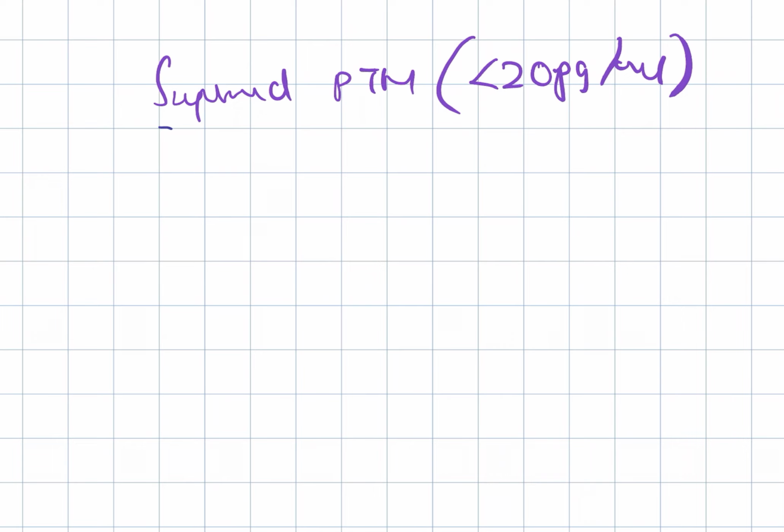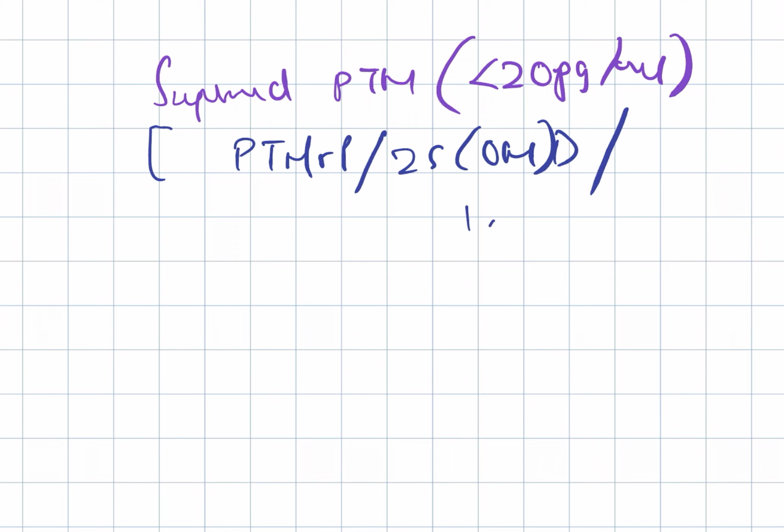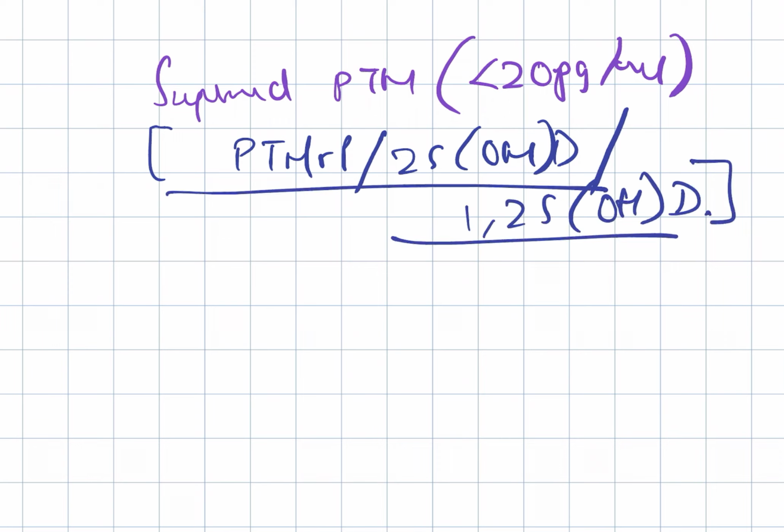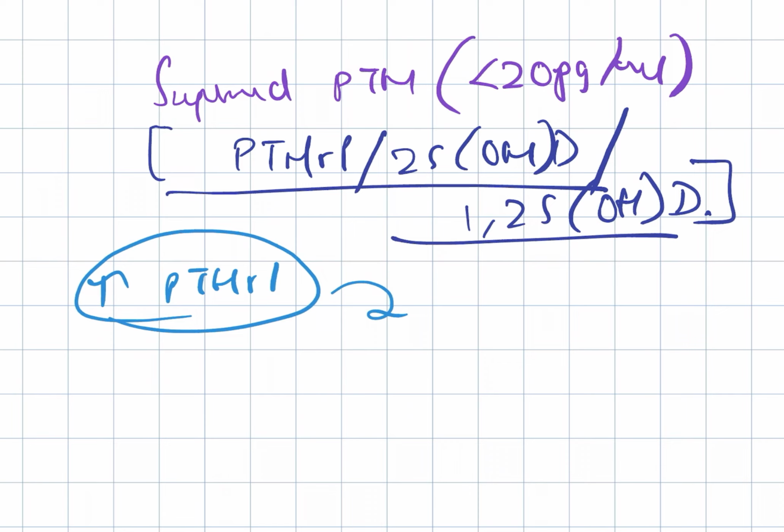and then what is done is the measured values of PTHrP, 25-OH D and 1,25-OH D are considered. So in cases where there is elevated PTHrP, it can be for the evaluation of solid tumor malignancy.